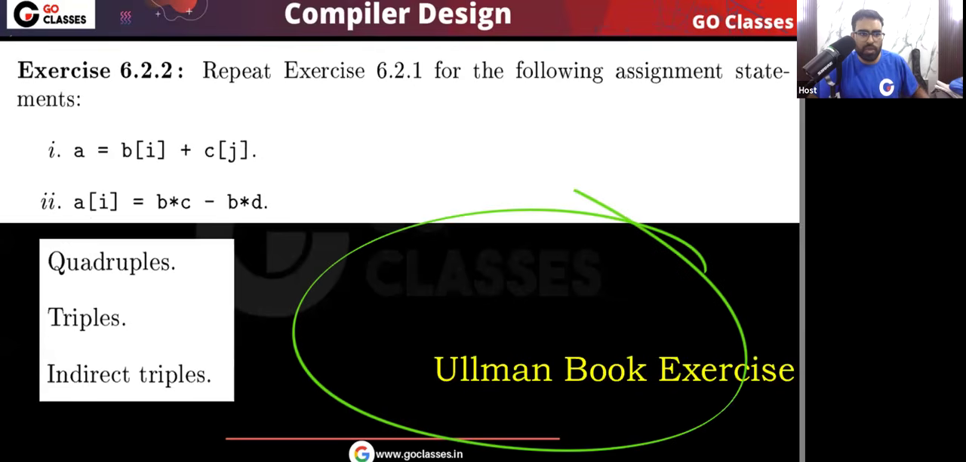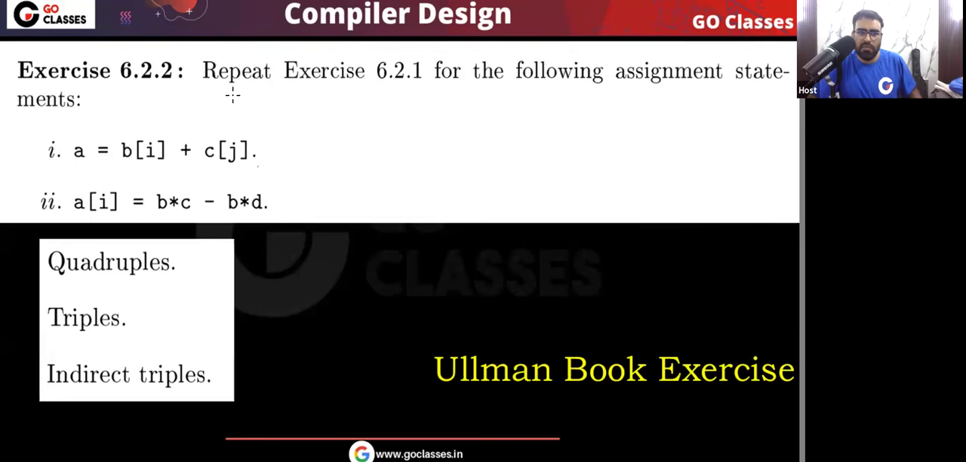Now let's solve the Ullman book exercise questions. We need to repeat exercise 6.2.1. Basically, this exercise 6.2.1 we have already seen, the first question in this session. Some arithmetic expression was given, and for that expression we wanted to find different representations.